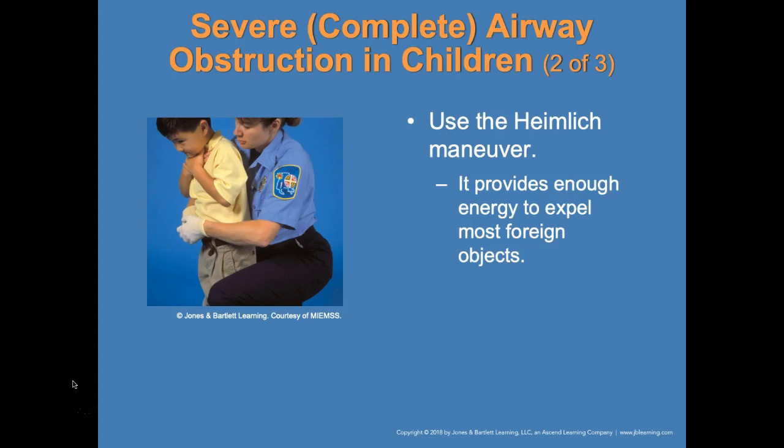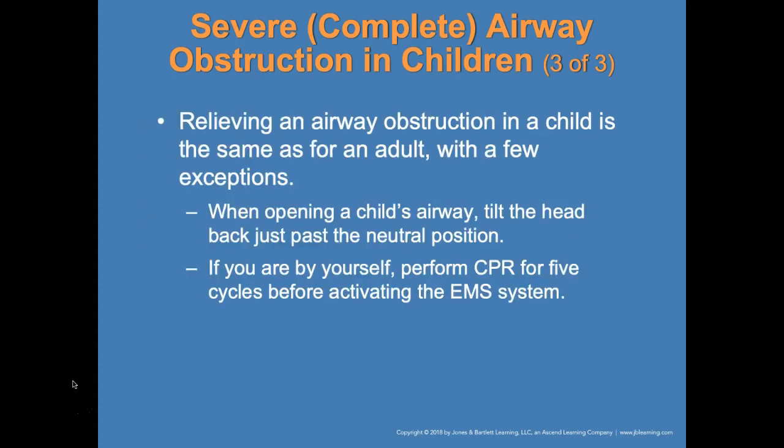Steps for doing this on a conscious child, 1 year to the onset of puberty, are the same as for an adult, but you might have to make a couple little adjustments. When we're opening that airway, we're tilting the head back just past that neutral position, trying to get a straight shot out of there. If you are by yourself and the patient becomes unresponsive, once again, we need to perform CPR for 5 cycles before activating the EMS system. Okay.